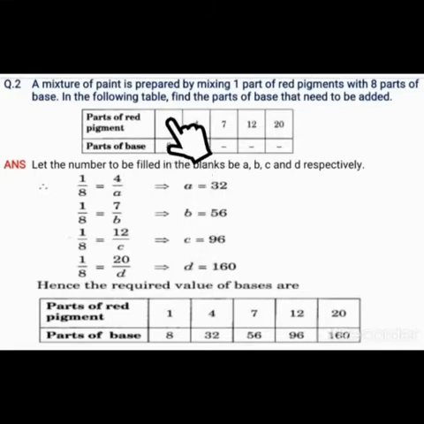1 by 8. We have to assume that this one is A, then B, then C and then D. So 1 by 8 equal to 4 by A means A is 32. Then 1 by 8 equal to 7 by B, that is B is 56, cross multiplication. Then 1 by 8 equal to 12 by C, so C is 96. 1 by 8 equal to 20 by D, so D is 160. So the ratio of parts of red pigment and parts of base are given.